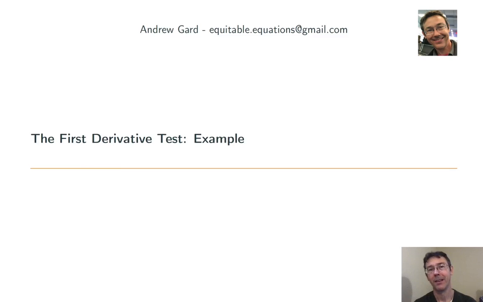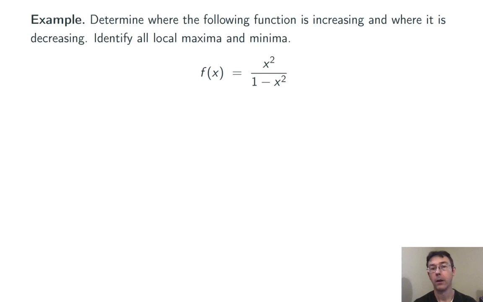Hey everybody. Today we're doing an example problem using the first derivative test. We're going to look at the function x squared over 1 minus x squared. We'd like to determine any local maxima and minima of this function, and we'd also like to find where this function is increasing and where it's decreasing.